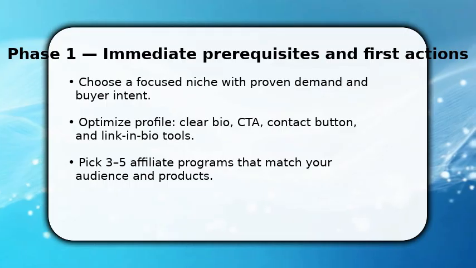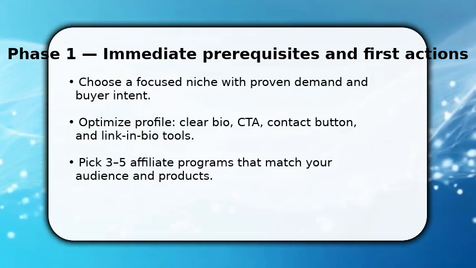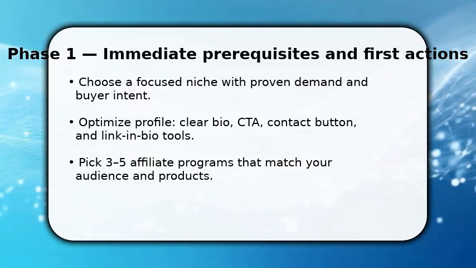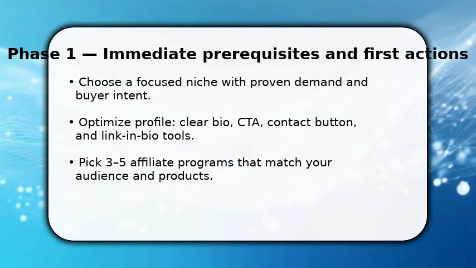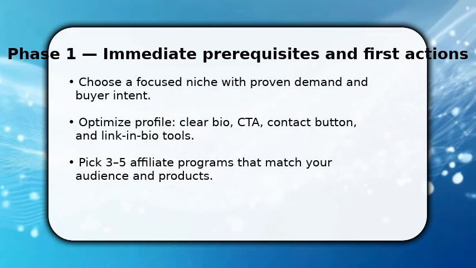You must start by narrowing to a specific niche. This makes every next action measurable and faster. Once chosen, optimize your Instagram profile for conversions. A clear value line, CTA button, and a link in bio tool that tracks clicks.